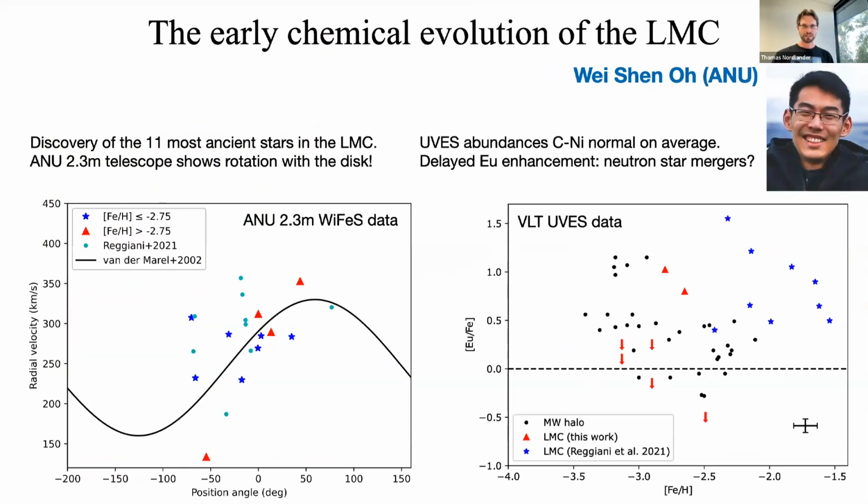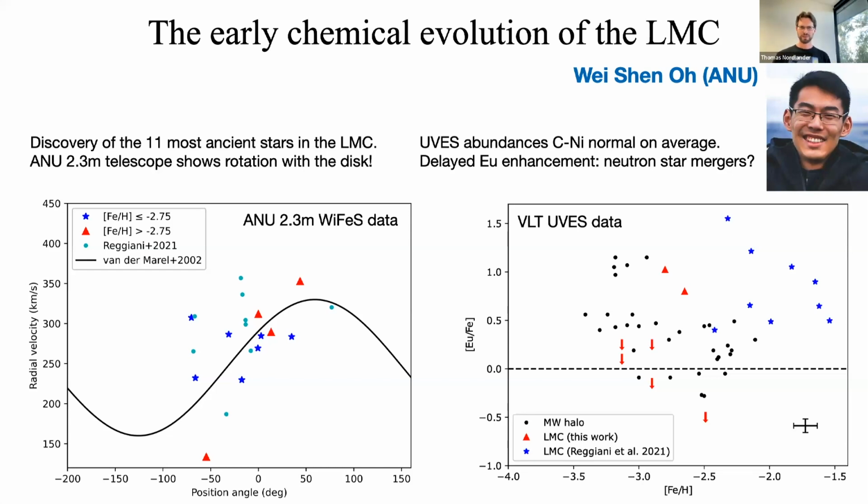Leaving the Milky Way for a bit, my PhD student Wei Shen has discovered the 11 most ancient stars in the Large Magellanic Cloud. So not 11 of them, but the 11 top most metal-poor stars ever found in the LMC. And he did this with the ANU 2.3-meter telescope. And his verification data shows that these extremely ancient stars actually rotate with the LMC disk. So they don't live in a halo, they actually rotate with the disk.